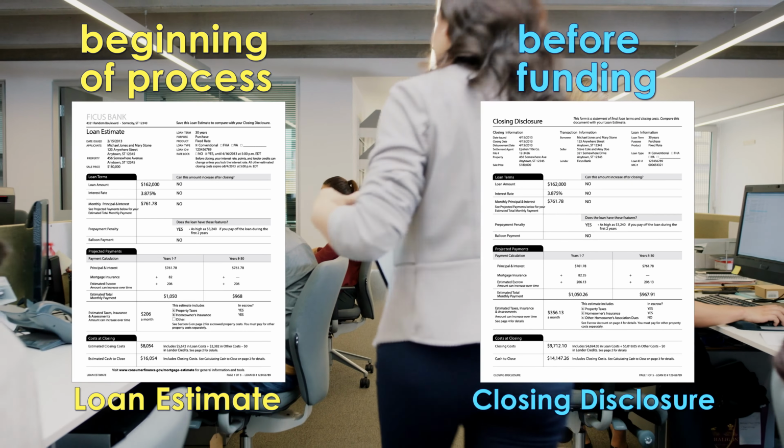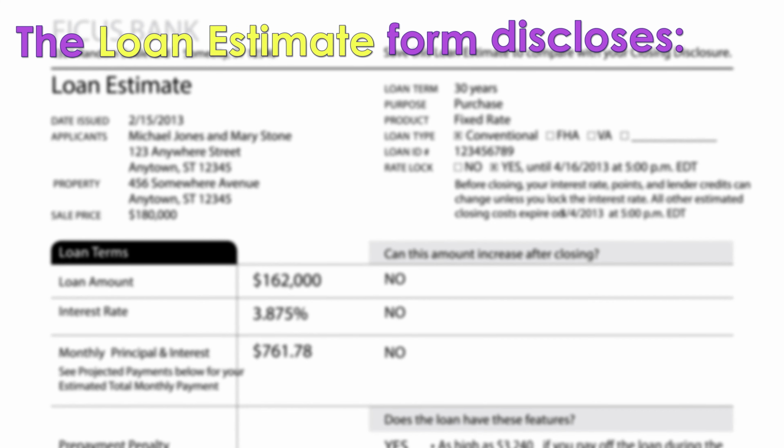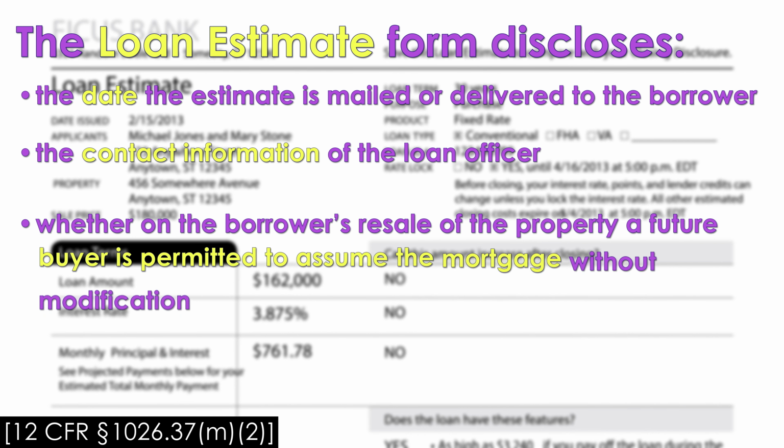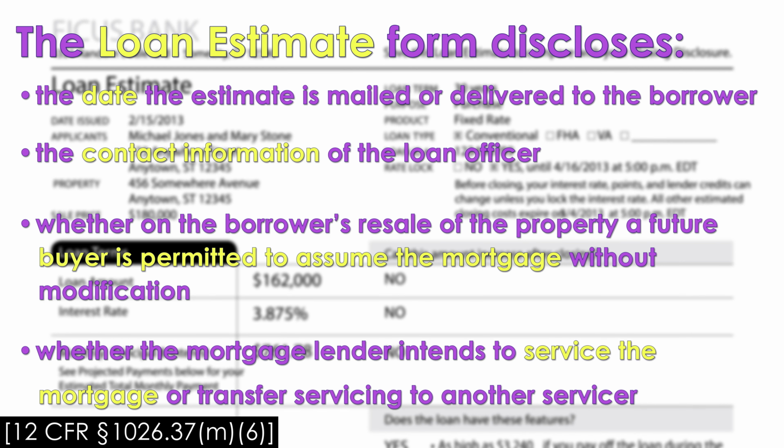The mortgage lender on each consumer mortgage transaction uses a loan estimate form to disclose the date the estimate is mailed or delivered to the borrower, the email address and telephone number of the loan officer, whether, on the borrower's resale of the property, a future buyer is permitted to assume the mortgage without modification, called an assumption, and whether the mortgage lender intends to service the mortgage or transfer servicing to another servicer.